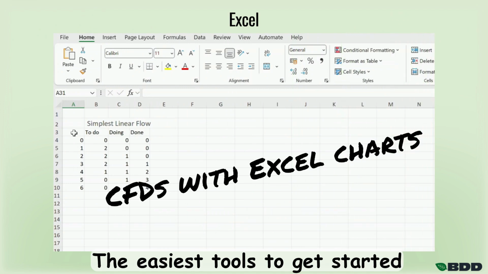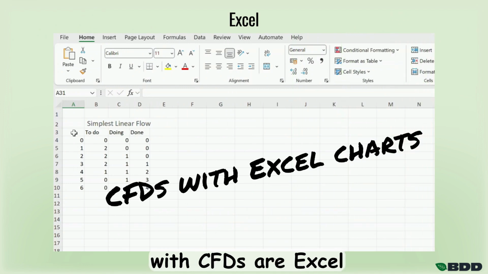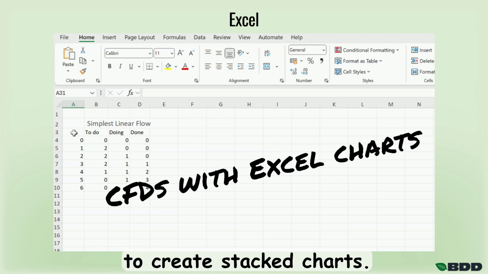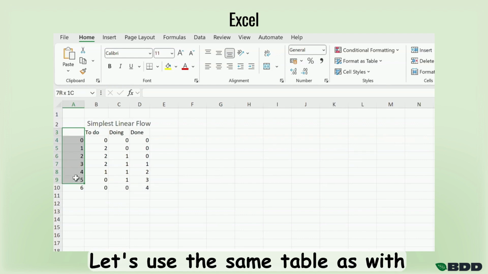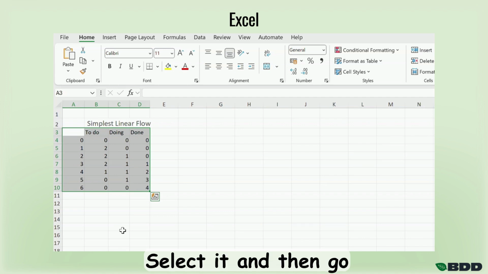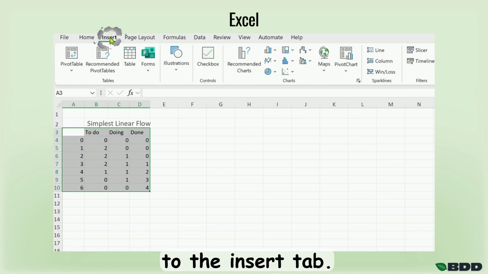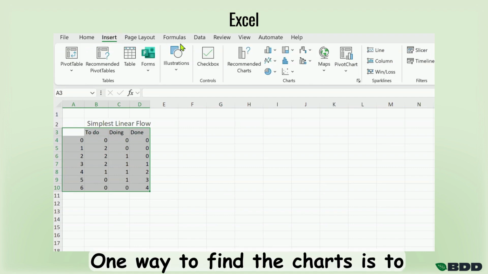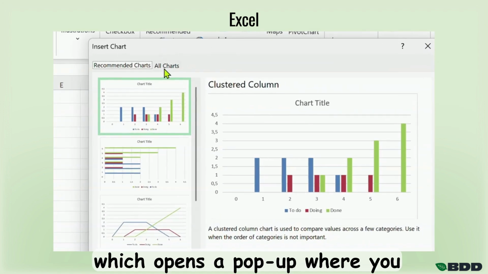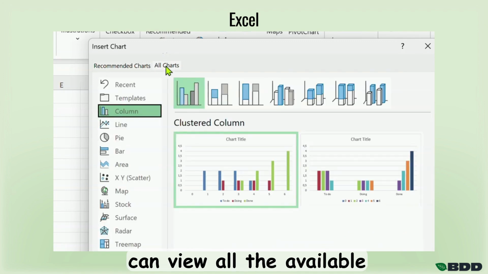The easiest tools to get started with CFDs are Excel or Google Sheets, both of which have the feature to create stacked charts. Let's use the same table as with the simple linear flow. Select it and then go to the Insert tab. One way to find the charts is to click on Recommended Charts, which opens a pop-up where you can view all the available chart types.